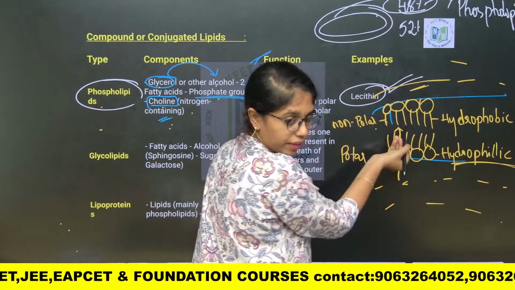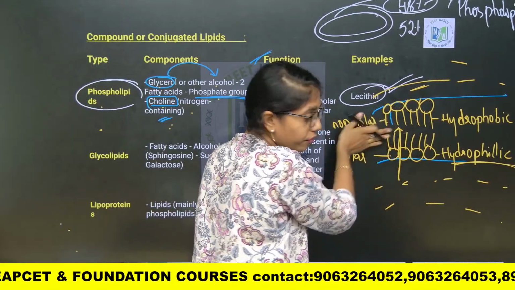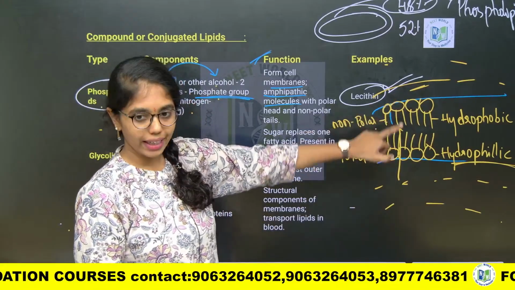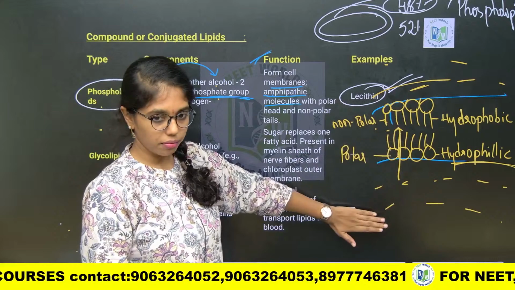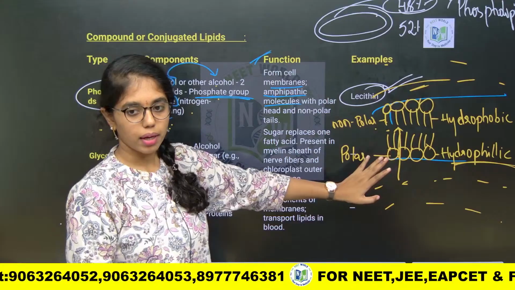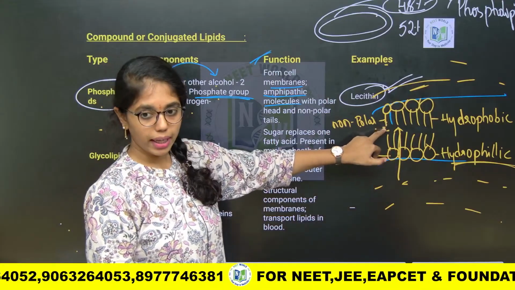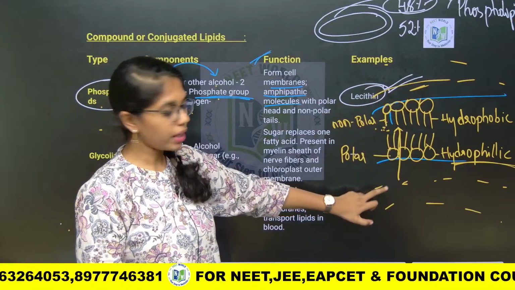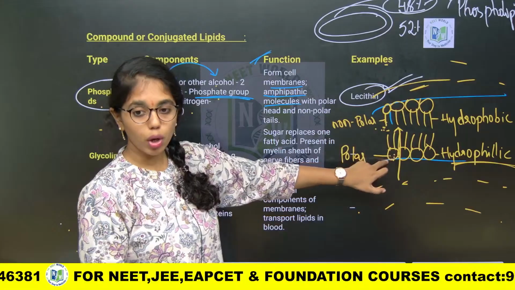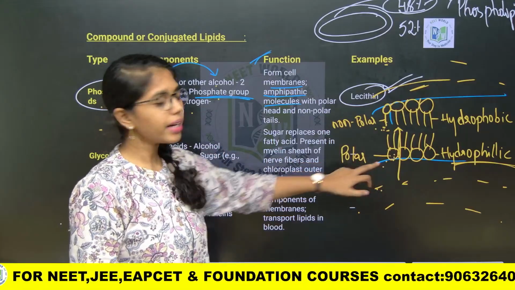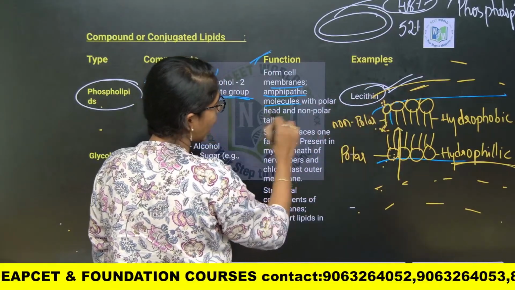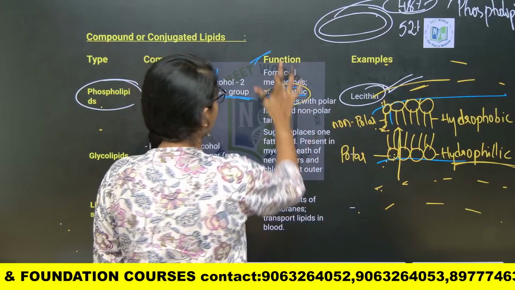So this will allow it, and this is protecting the tail from the aqueous environment. This non-polar hydrophobic tail is protected from the aqueous environment by what? The polar hydrophilic head. Remember, easy, right? The non-polar hydrophobic tail is protected from the aqueous environment by the hydrophilic polar head. Clear, right? So here this combined is forming, we are calling this molecule as what? Amphipathic molecule. Clear, right?